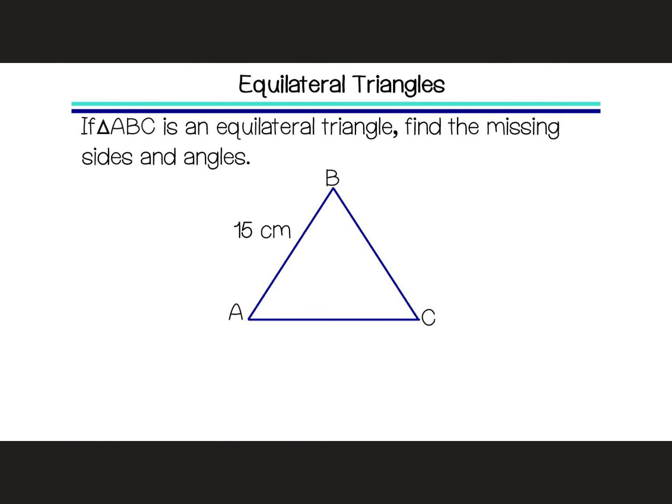Here we have an example where triangle ABC is an equilateral triangle. Find the missing sides and the missing angles. Since it's equilateral, the sides are all the same: 15, 15, and 15. The angles are also the same. If I added all three of these angles together, we would get 180 degrees. If they're the same, I just need to divide the 180 degrees by the three angles we have, and that gives us 60 degrees for angles A, B, and C.